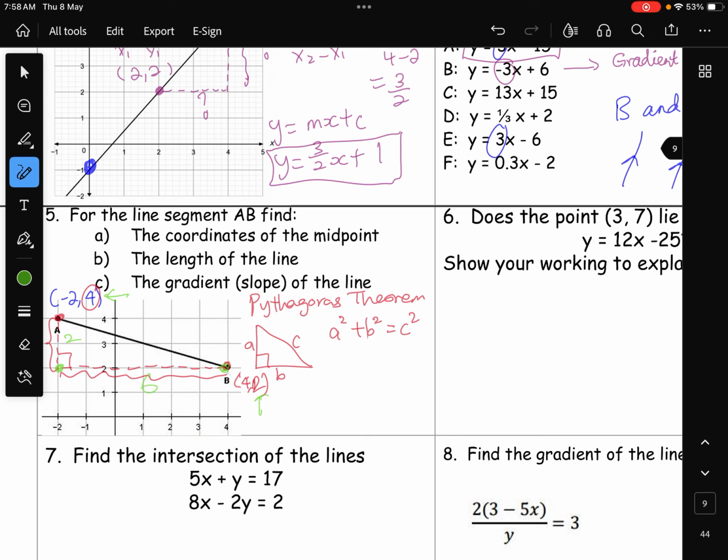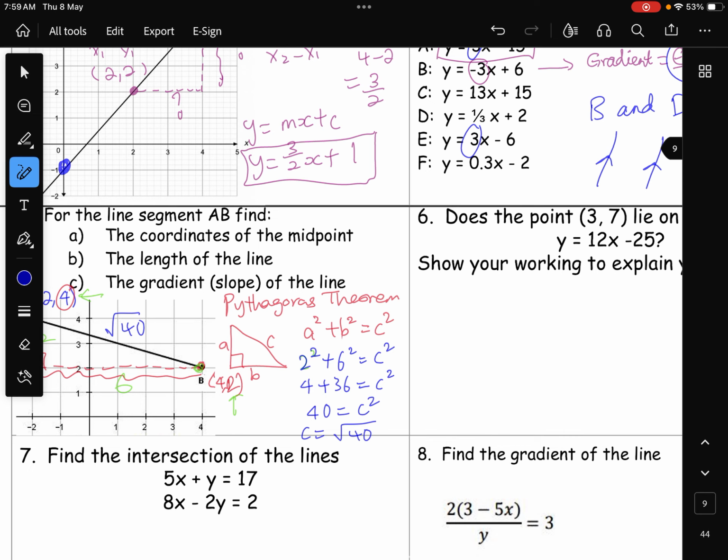So if we want to find the length of the line, we could just put 2 squared plus 6 squared equals c squared. Remember, c is what I want to find, so 4 plus 36 equals c squared, 40 equals c squared. So c would be the square root of 40. That's the length of the line. So this line is square root 40, and that gives you the length of the line using the Pythagoras theorem.